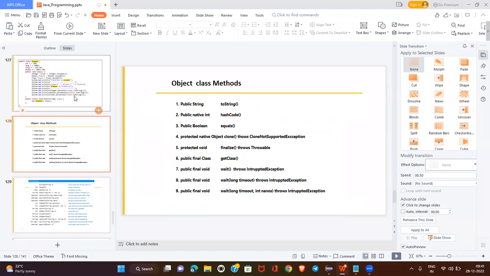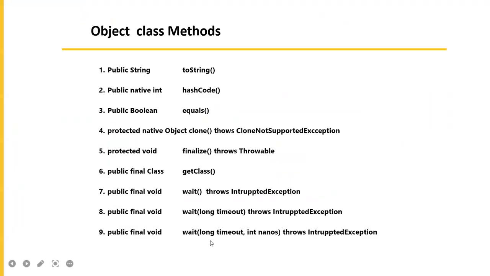Now we go for the Object class. As we discussed, in java.lang there is a class called Object. The Object class has a total of 9 important methods: toString, hashCode, equals, clone. Clone is for copying one object to another object. For garbage collection, we go for the finalize method. getClass is to get the name of a particular class. The three wait methods with different parameters are for threading concepts. We are not going into threading, but you should be aware of this class. So that's what I'm explaining here.